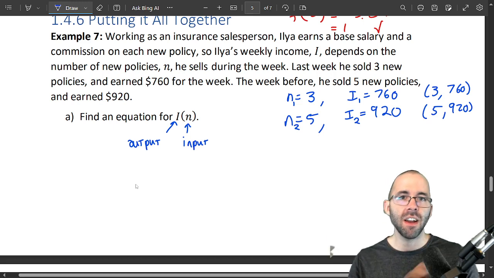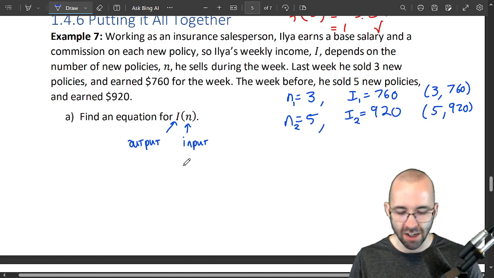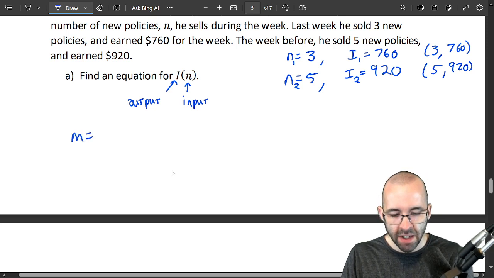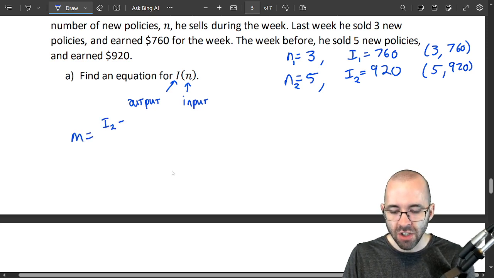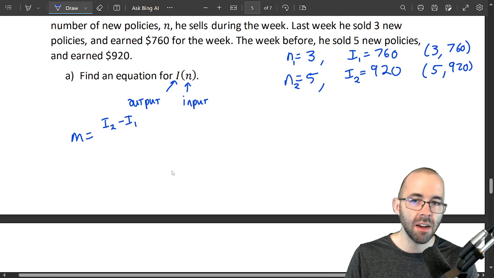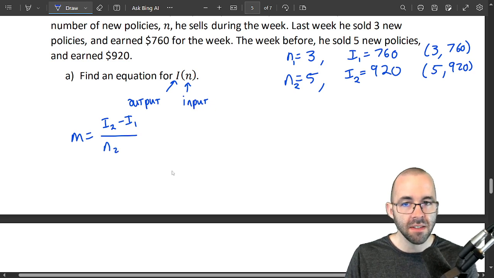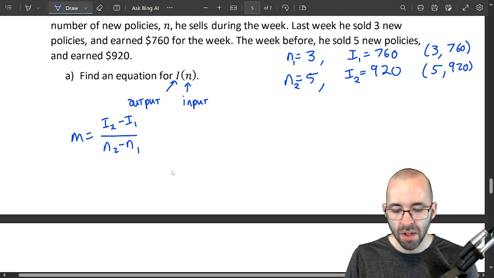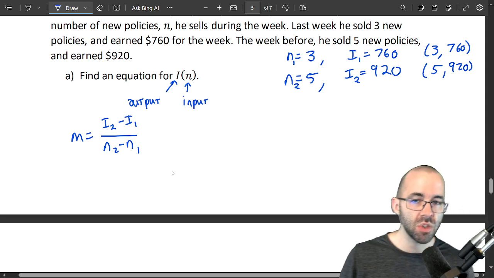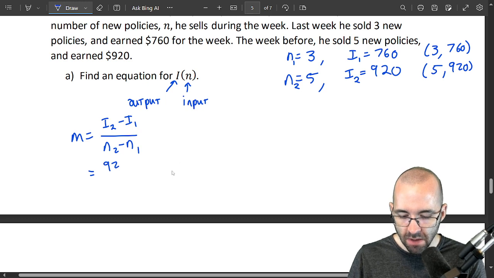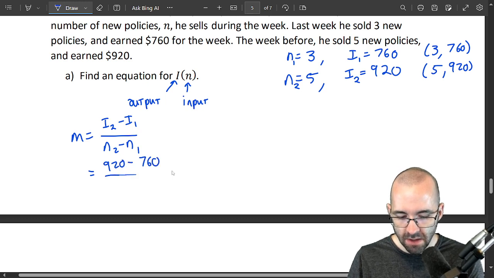We got the fixed part and the variable part. That's true for any line. So let's look through it. All right, the slope is going to be the change in outputs, second income minus the first income, I is the output, over the change in inputs. How many policies on the second time? How many policies in the first time? Doesn't matter which one's which, as long as you're consistent. So I2 is 920, I1 is 760, N2 is 5, N1 is 3.